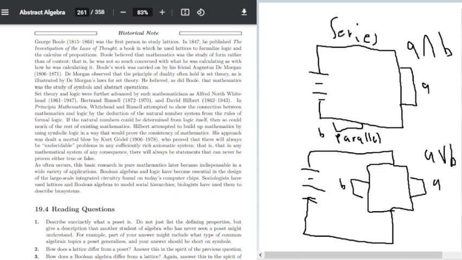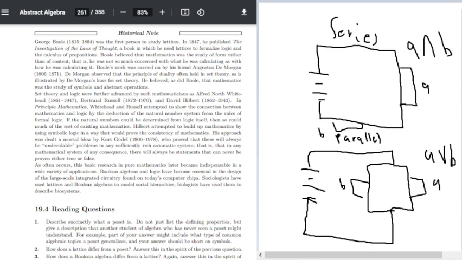Set theory and logic were further advanced by such mathematicians as Alfred North Whitehead, Bertrand Russell, and David Hilbert. In Principia Mathematica, Whitehead and Russell attempted to show the connection between mathematics and logic by the deduction of the natural number system from the rules of formal logic. If the natural numbers could be determined from logic itself, then so could much of the rest of existing mathematics. Hilbert attempted to build mathematics by using symbolic logic in a way that would prove the consistency of mathematics. His approach was dealt a mortal blow by Kurt Gödel, who proved that there will always be undecidable problems in any sufficiently rich axiomatic system. That is, in any mathematical system of any consequence, there will always be statements that can never be proven either true or false.